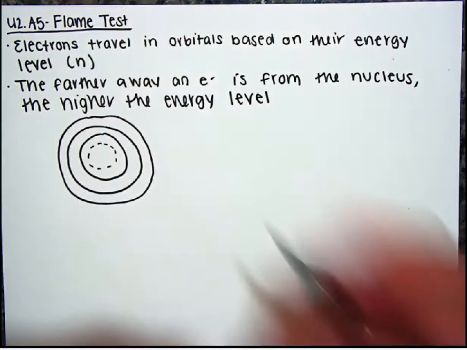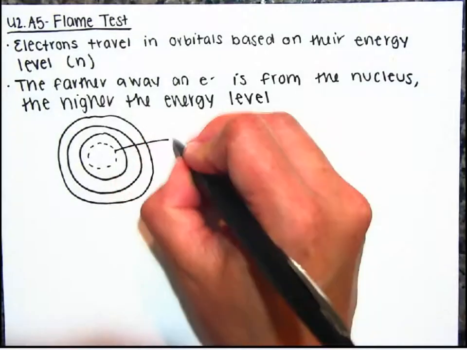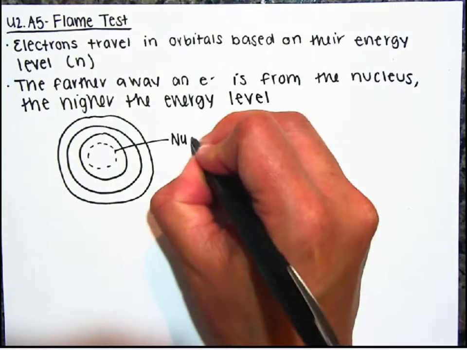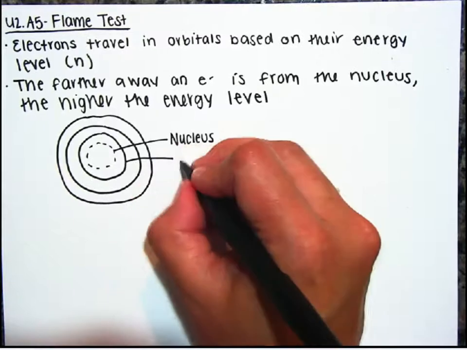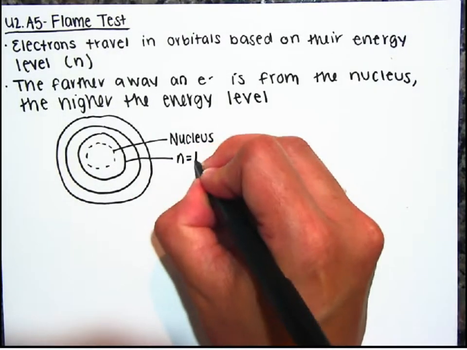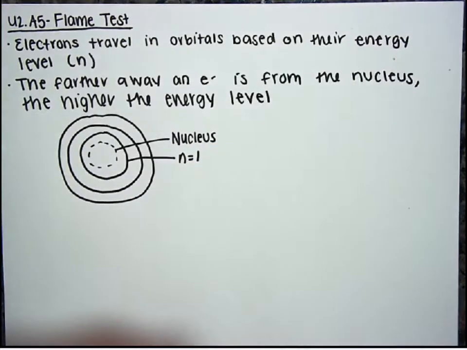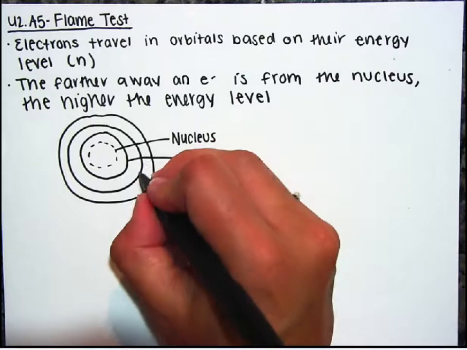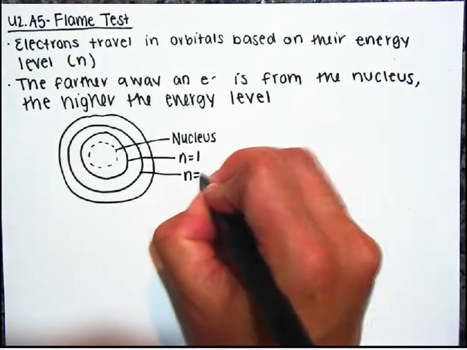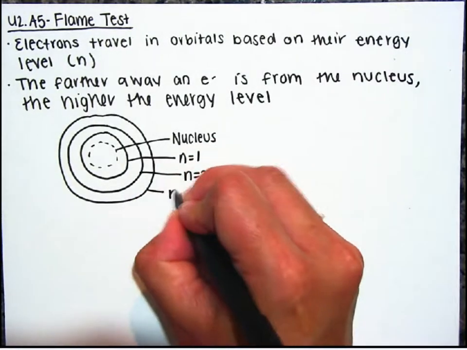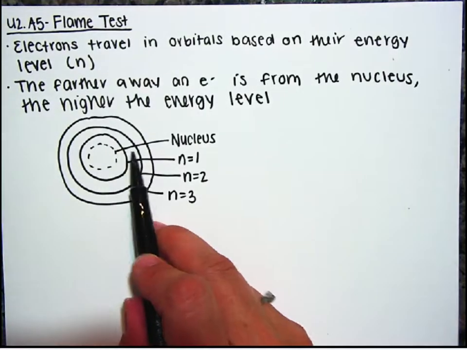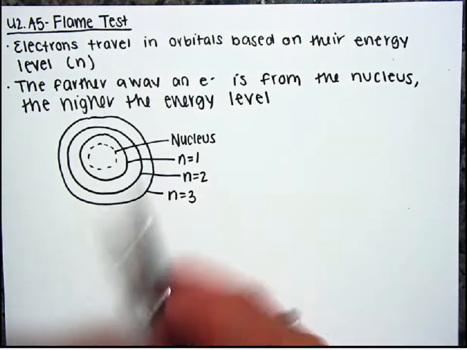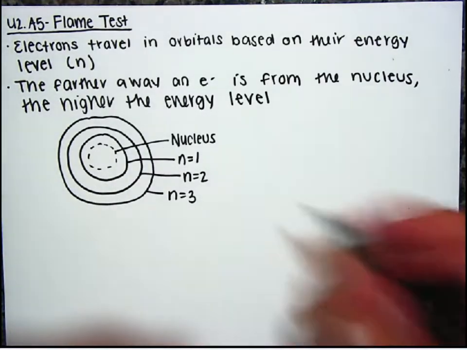So let's say this is my atom. We know in the center of the atom we have the nucleus. Again, we use N to represent energy level, so that first energy level closest to the nucleus would be N equals 1, followed by N equals 2, and N equals 3. So as we move away from the nucleus, that energy level is going to increase.